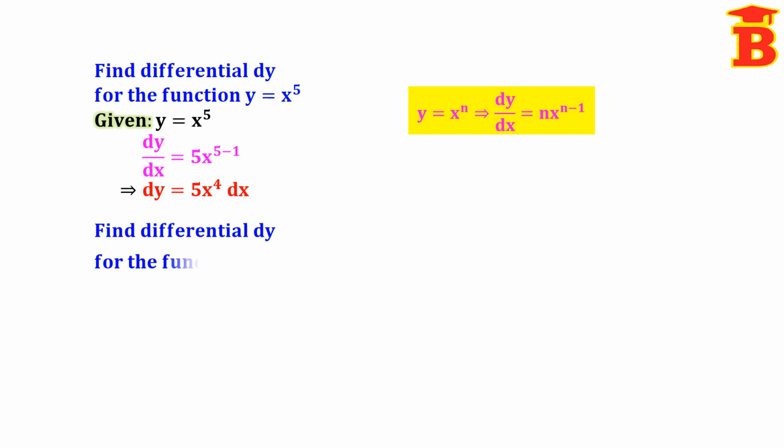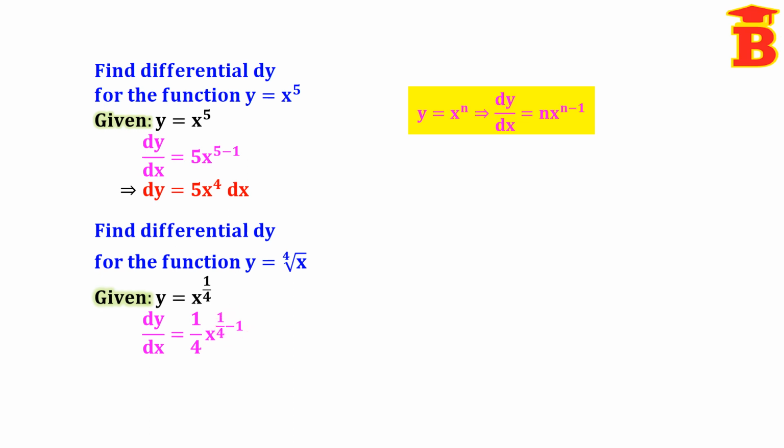Next problem, find differential dy for the function y equal to 4th root of x. Write the given y equal to, this 4th root of x can be written as x power 1 by 4. So then only it will be of the form x power n, and we can use this same formula. Here n value is 1 by 4. So therefore dy by dx equal to, using formula nx power n minus 1, so we get 1 by 4 x power 1 by 4 minus 1.